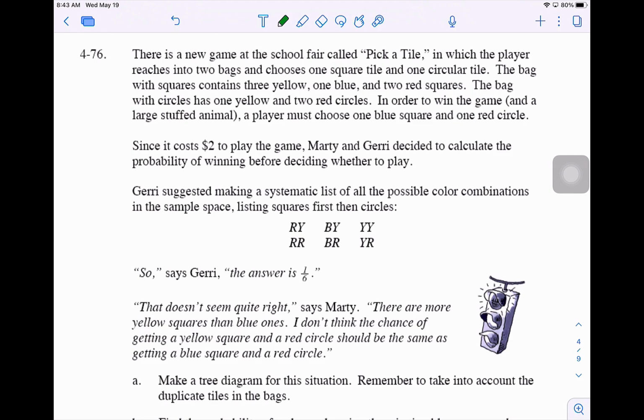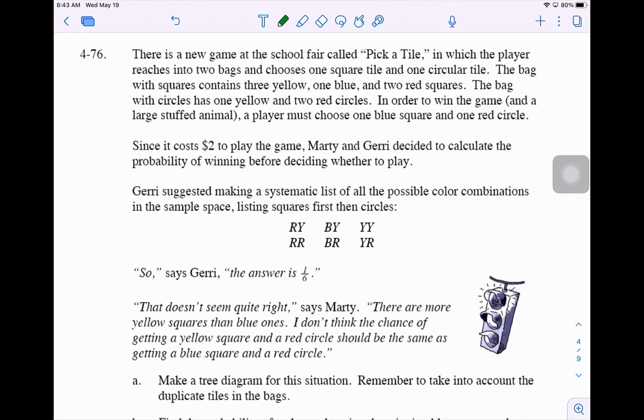In order to win the game, a large stuffed animal, a player must choose 1 blue square and 1 red circle. Since it costs $2 to play the game, Marty and Jerry decide to calculate the probability of winning before they decide to play. Okay, so they're trying to do the calculations and say, is this game fair, or do I have really no chance of winning, and therefore I don't want to throw that $2 away? That's what they're trying to figure out.